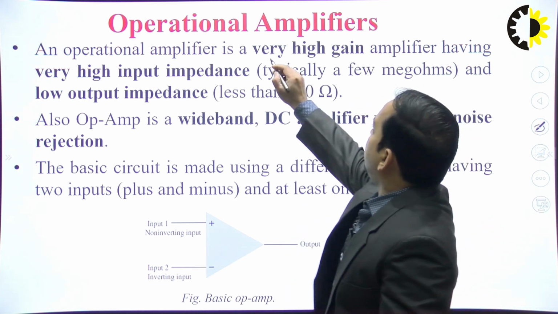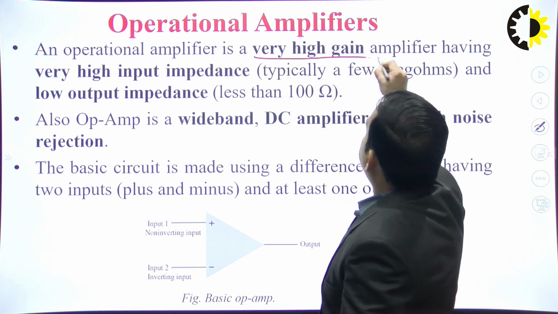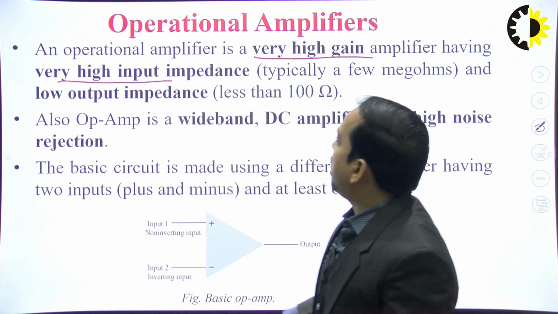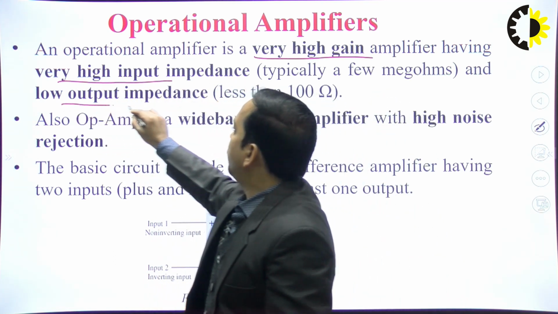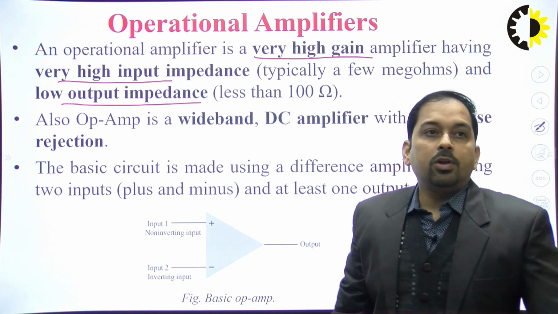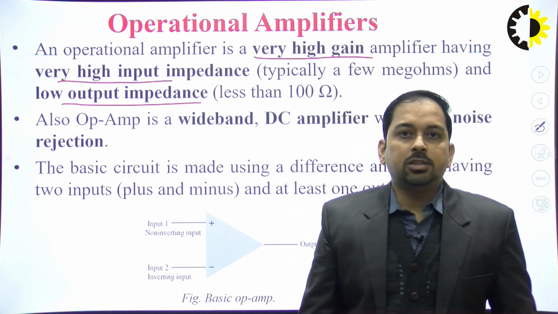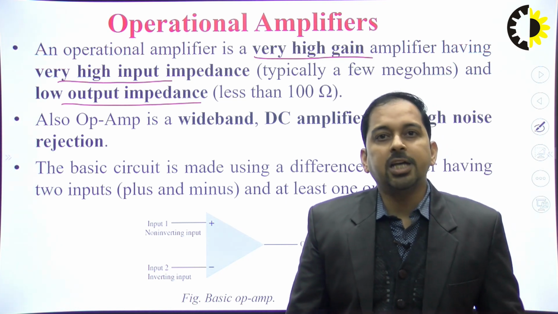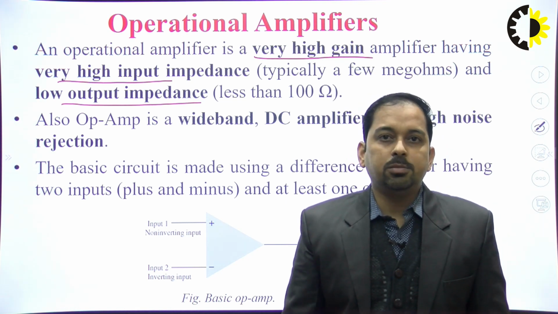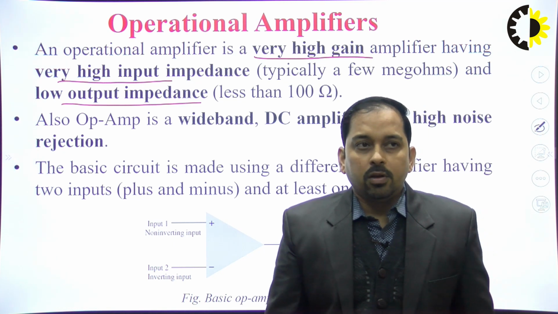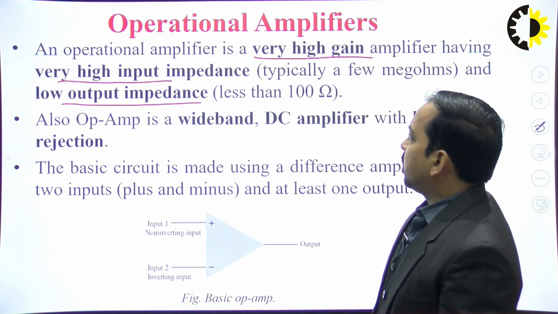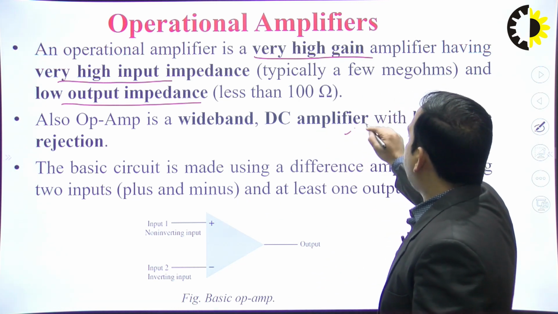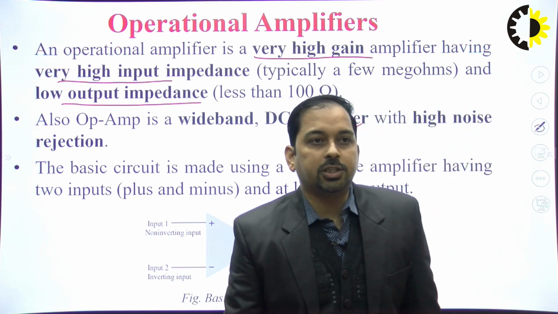So these are the key points, the input impedance which is very high and the output impedance which is very low. So we can utilize these operational amplifiers to design amplifiers as well as to design oscillators based on feedback. The op-amp is also used as a wideband amplifier or DC amplifier with very high noise rejection.